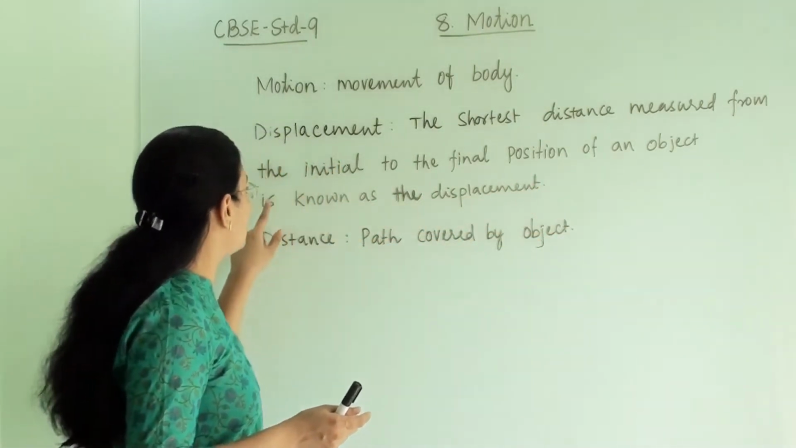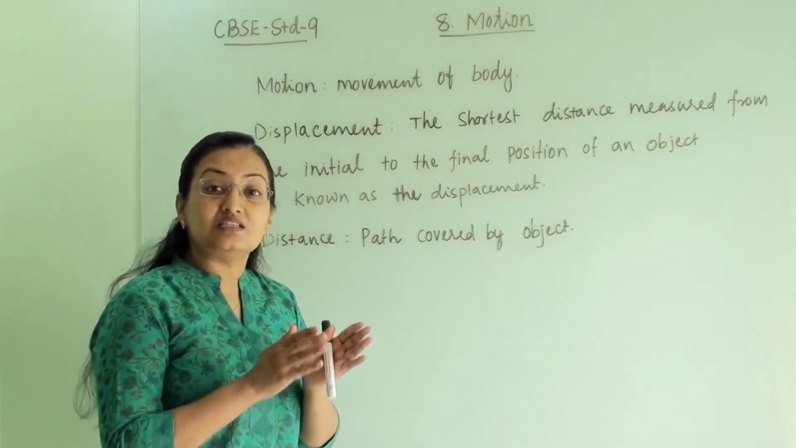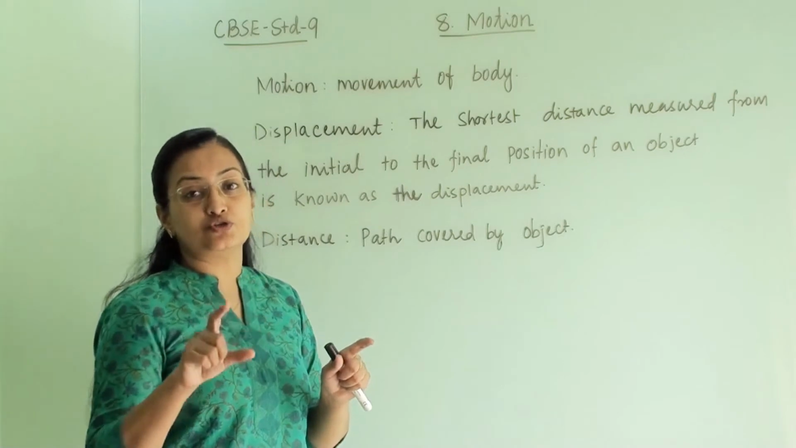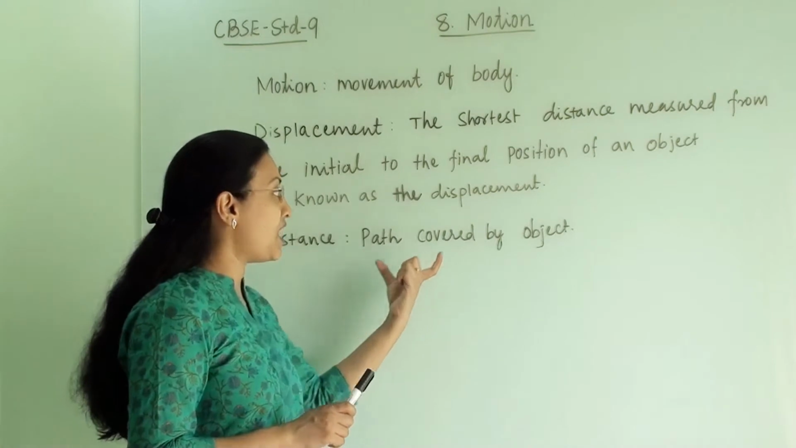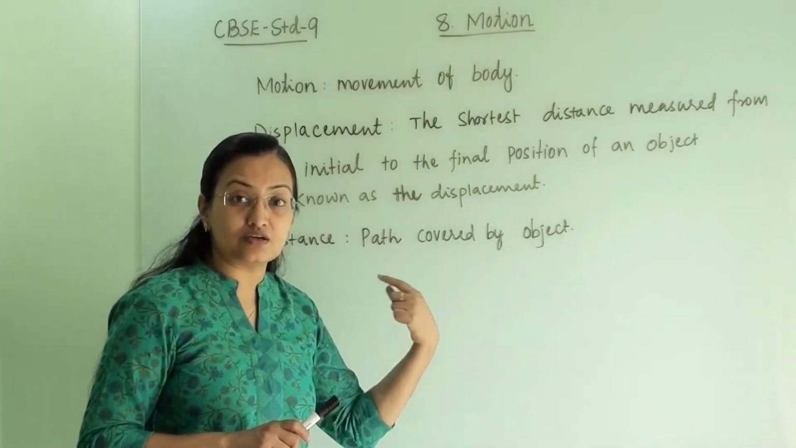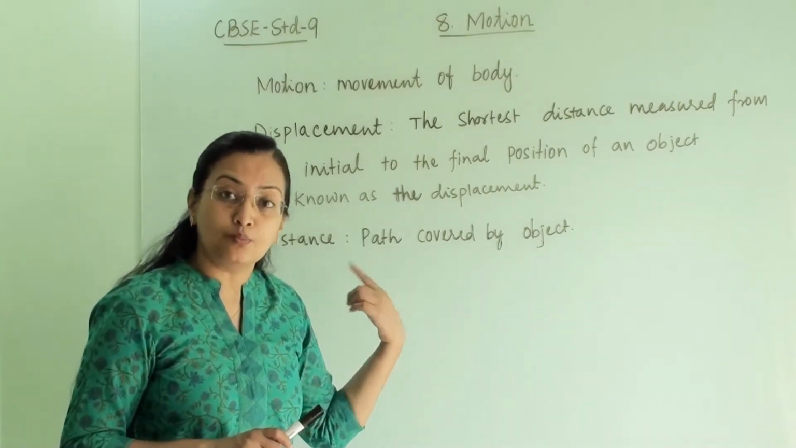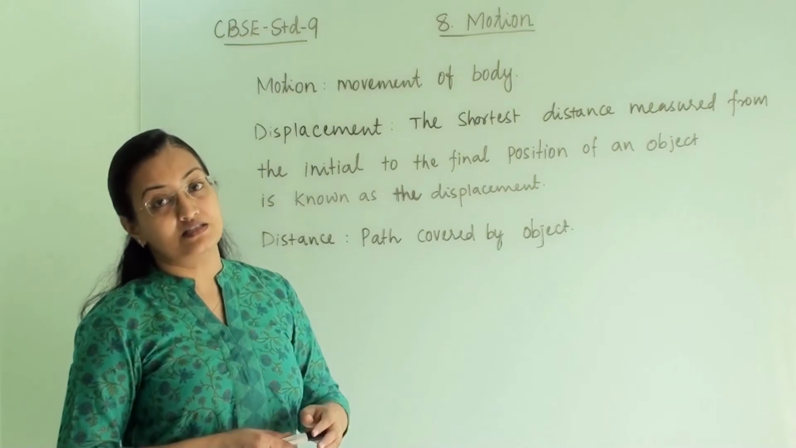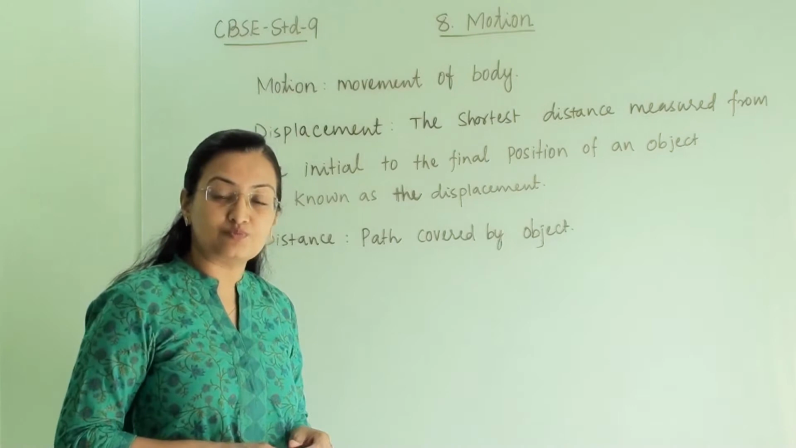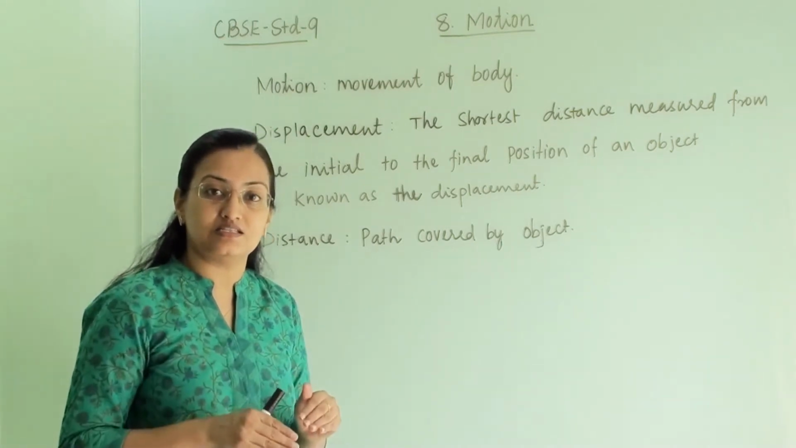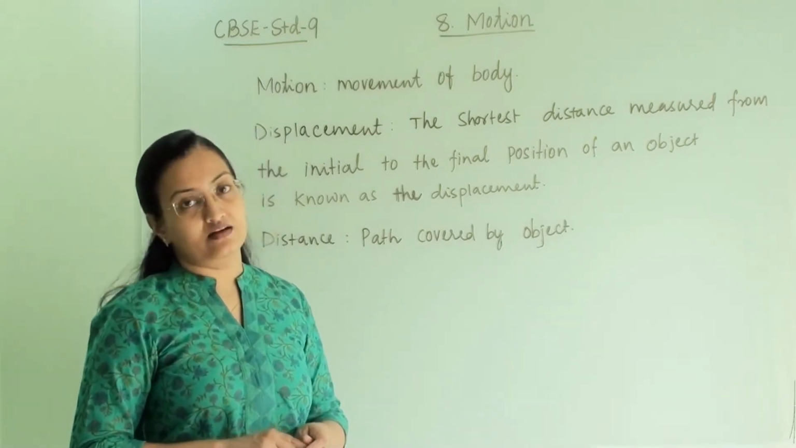That of an object is known as displacement. So what is displacement? Displacement is the distance from initial position to final position. And now what is distance? Distance is the path covered by the object. Even if it is going a certain distance and coming back, you have to count both the ways. So that is distance. Displacement can be 0, but distance cannot be 0. Displacement can be lesser than the distance, but distance can never be lesser than displacement.